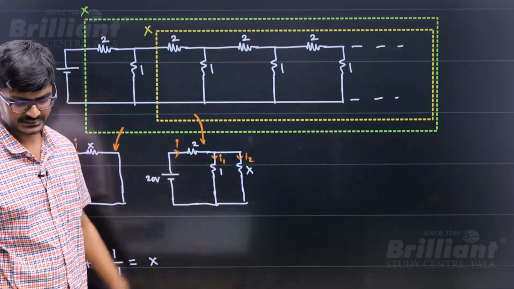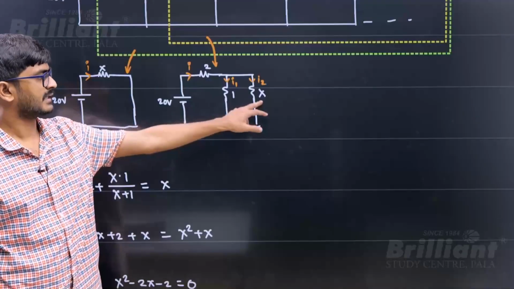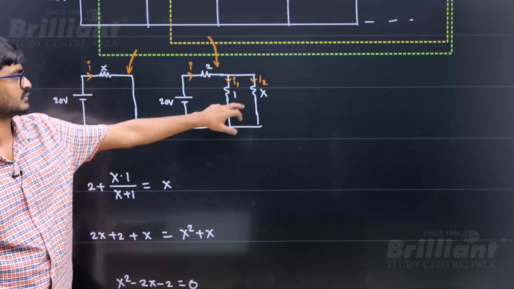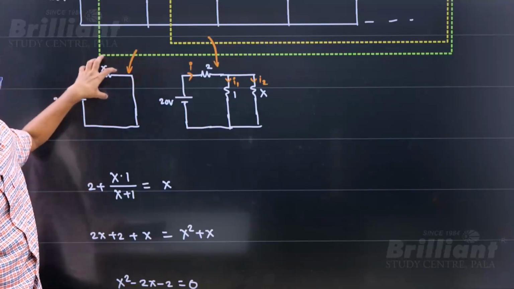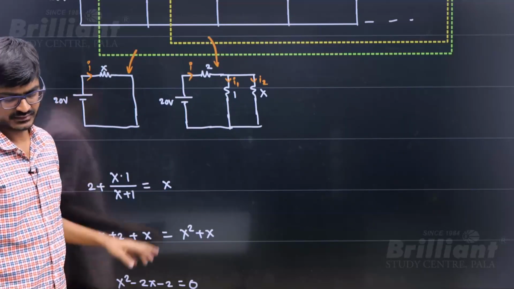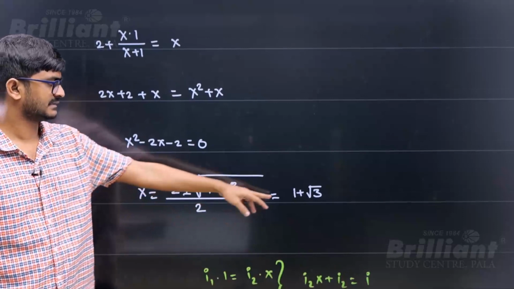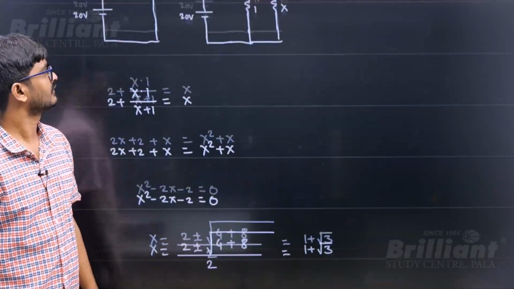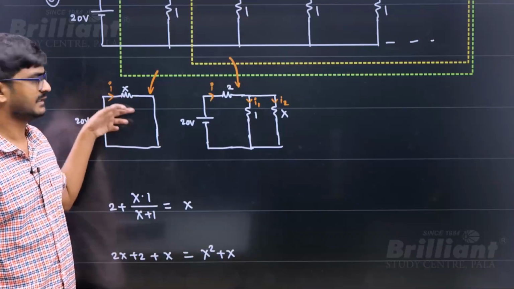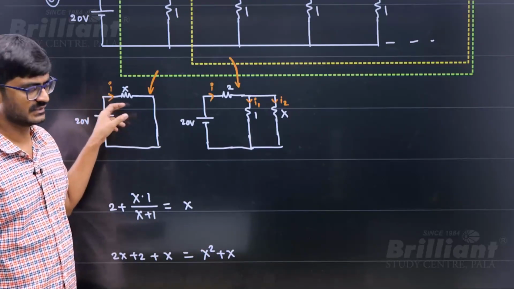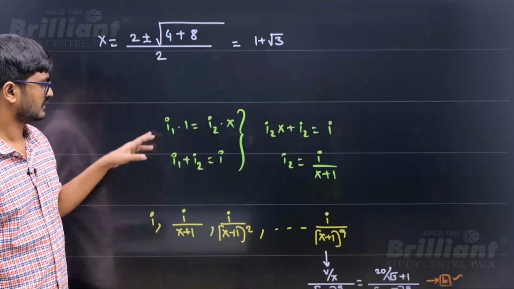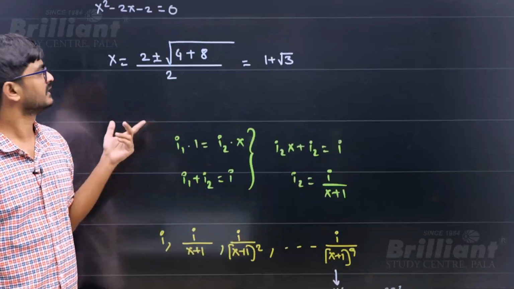So what is the resistance here? These two are in parallel, so 1 into X by 1 plus X, and those are in series plus 2. But this equivalent resistance must be the same as X. When I solved it, I got the equivalent resistance as 1 plus root 3. Now when I know the equivalent resistance, I can get the current, right? Current will be potential difference by equivalent resistance. I didn't write it, but I am assuming it as I.